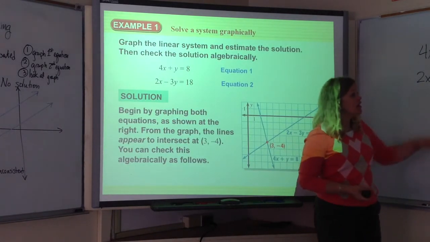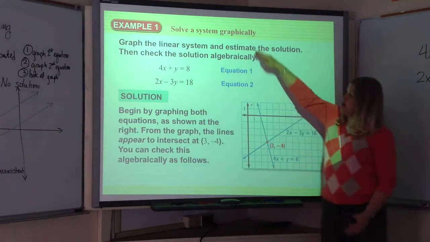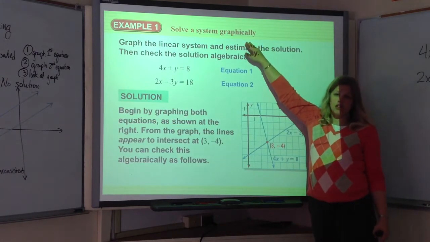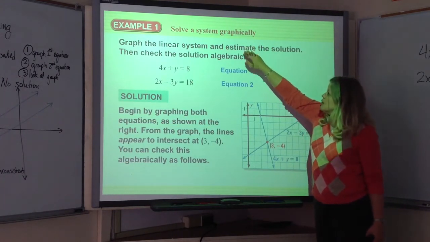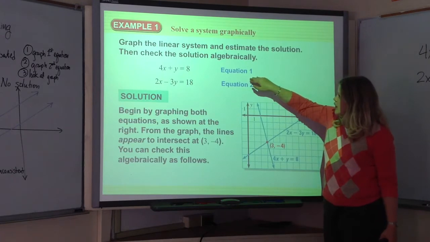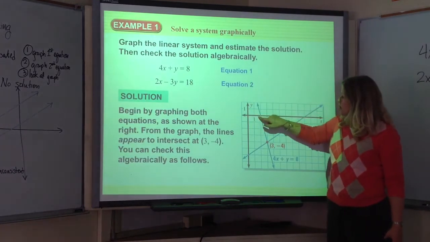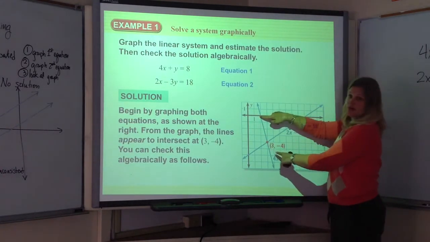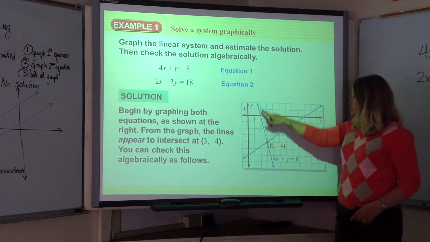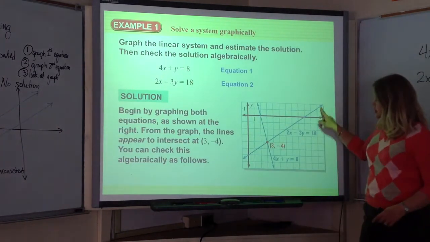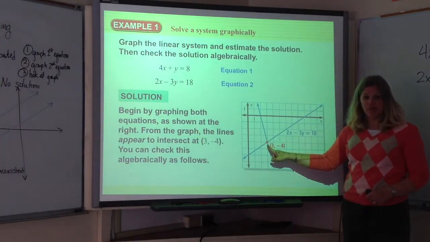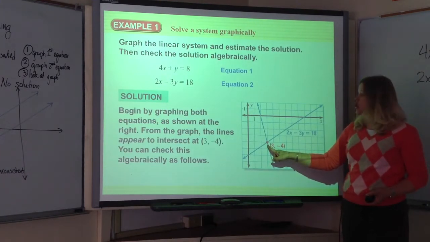Okay? Now the other line, way up here off the screen where you can't see it, it crossed at 8. And so then we go down 4 and over 1, down 4 and over 1, and then we get here. Okay? Notice these two lines intersect exactly at the point 3, negative 4. Okay? So what your book talks about is checking this algebraically.